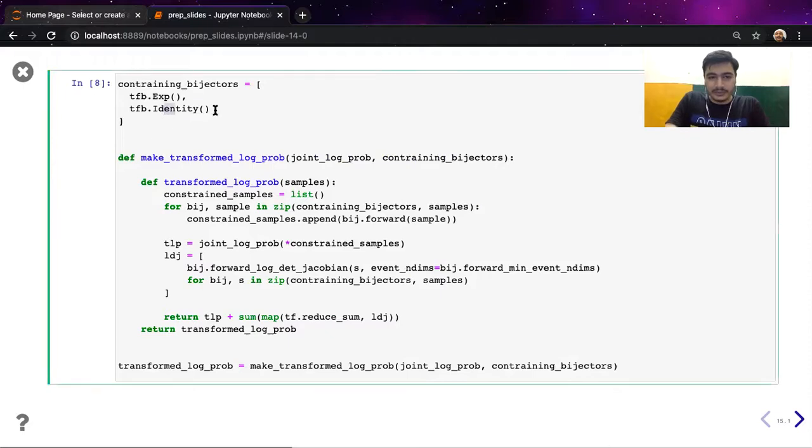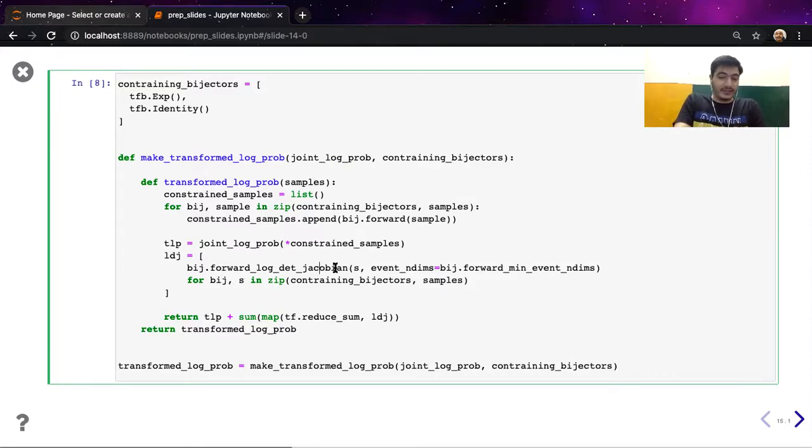The normal distribution is defined on the whole real line R, so we are not concerned about matching its support. For the samples drawn from the approximating distribution, we're going to constrain them and calculate the log probability over the constrained samples. Since we need to add a compensating factor, we need to calculate the log of the determinant of the Jacobian over some sort of event.